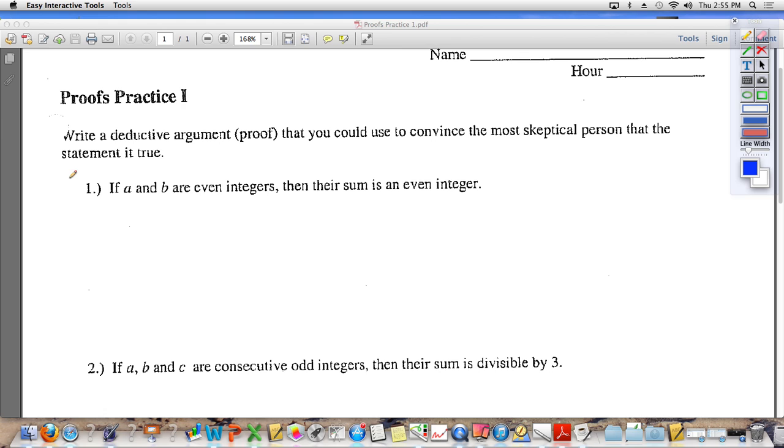All right, this right here, A and B are even integers. What do we call this? The hypothesis, otherwise P. And then we have this, then their sum is an even integer. Ultimately, when it's all said and done, that's going to end up being our Q. Usually it's P implies Q. We're not there yet. We need to get to the fact that if A and B are even integers, then their sum is an even integer.